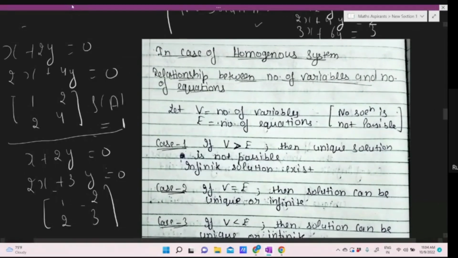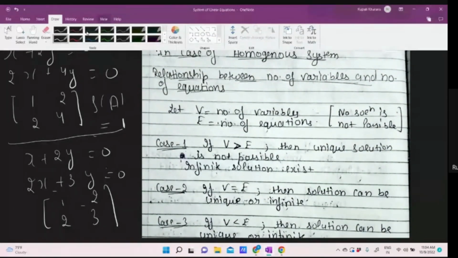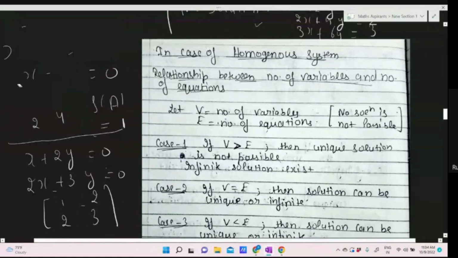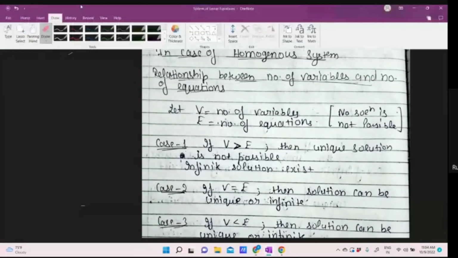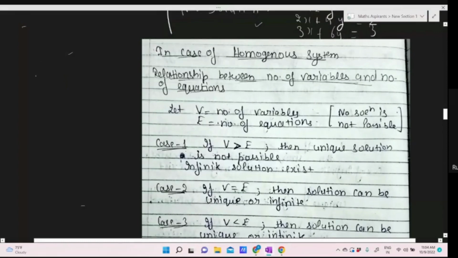Now, the third case is if the number of variables is less than the number of equations. For this, firstly, let us take a system x plus 2y equals 0, 2x plus 3y equals 0, 3x plus 5y equals 0. Here the number of variables is less than the number of equations. You can easily check that this system has a unique solution.